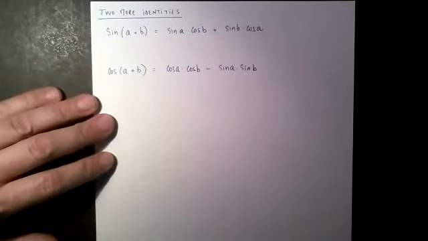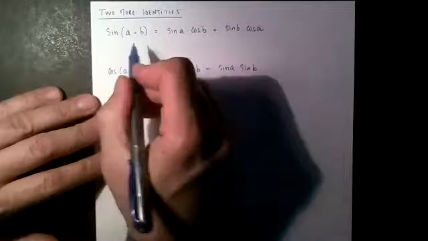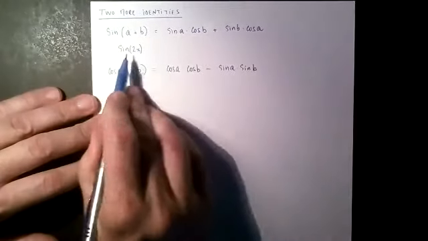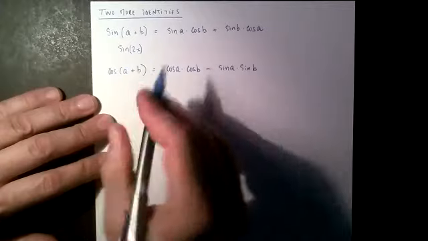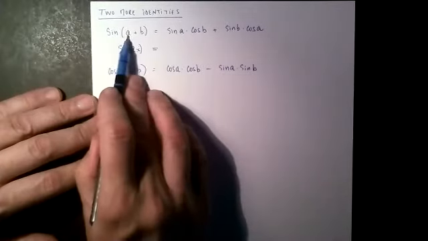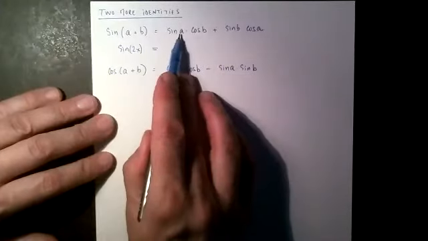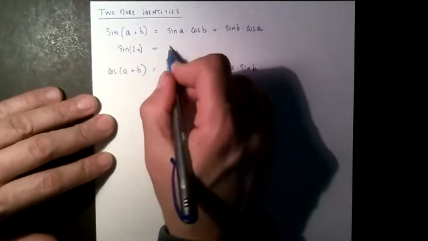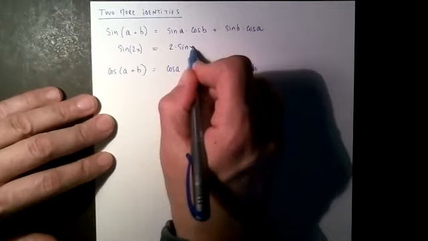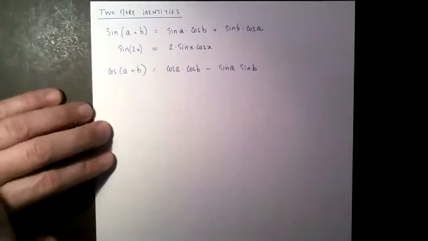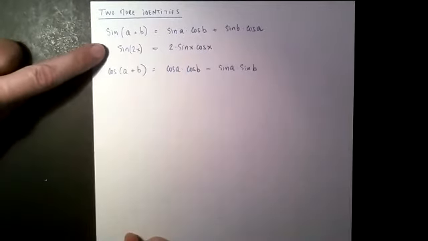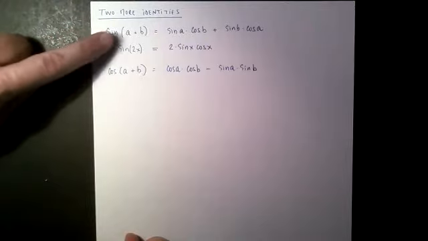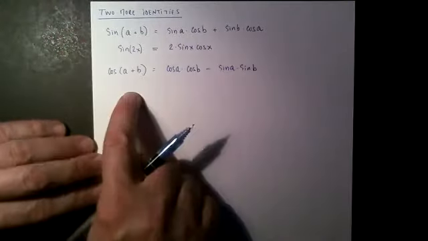Okay, so from here, if it was sine of 2x, in other words, sine of x plus x, what will happen? If the A is x and the B is x, then it will be sine x cos x plus sine x cos x. So it would just be 2 times sine x cos x. That's a special case of the one above, the case where the A and B are the same.